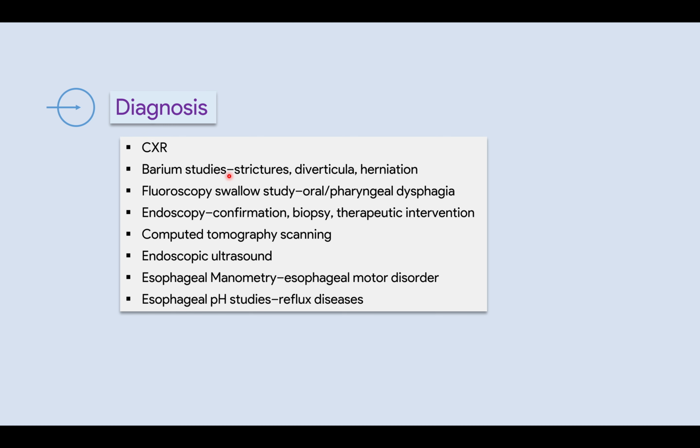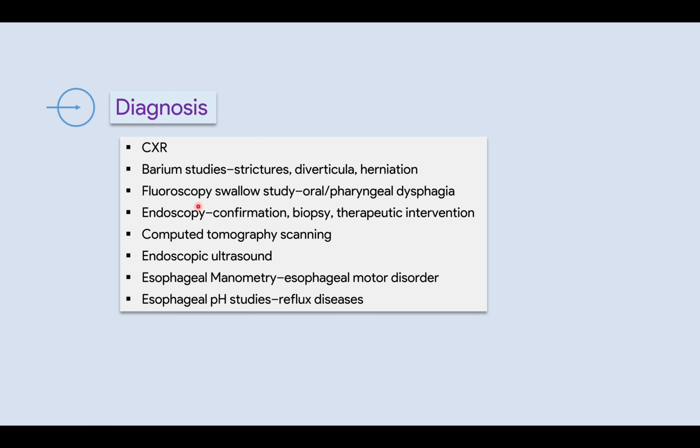Barium studies need to be done, in which we will be able to understand localized strictures, diverticula or any herniation such as hiatus hernia. Fluoroscopy is a swallow study. That means we'll be able to understand oral or pharyngeal dysphagia, in which the patient gulps down the thick barium meal or barium swallow, and we're able to see under fluoroscopy, under X-ray, is there any problem with the oral phase or pharyngeal phase.